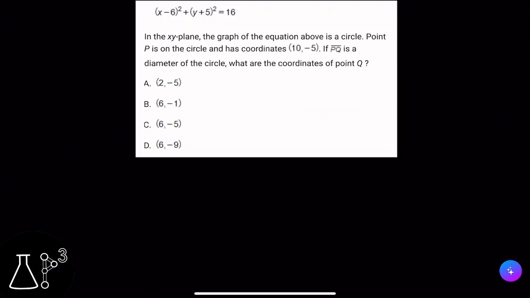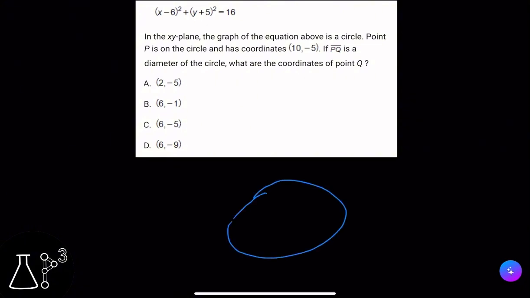Okay, let's go over another hard question. In the x and y plane, the graph of the equation above is a circle. Point P is on the circle and has the coordinates (10, -5). If PQ is the diameter of the circle, what are the coordinates of point Q? So I'm given a circle, obviously.